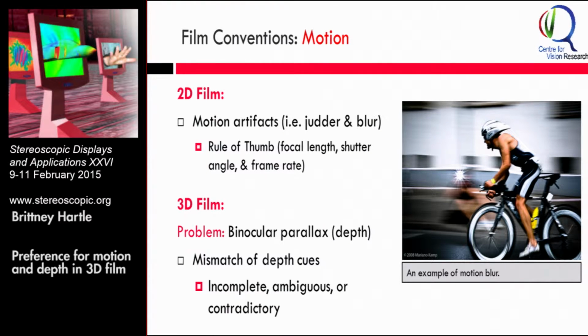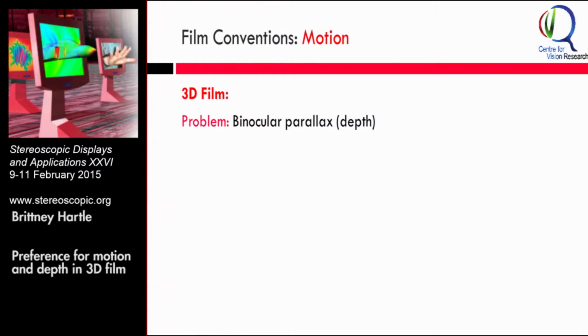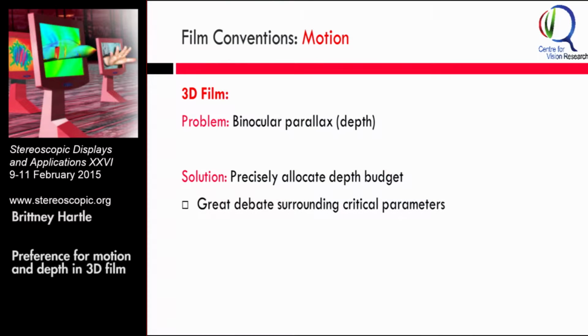So between the distortions from the mismatch of depth cues within 3D film, combined with the distortions we know can come from the addition of motion, applying these rules of thumb to 3D film can get very complex. So, our most immediate solution to this problem is to very precisely allocate our depth budget when it comes to creating stereoscopic 3D content. However, the absence of general guidelines for the optimal creation of stereoscopic 3D film has left great debate in the literature surrounding what parameters are actually critical to creating the ideal viewing experience.